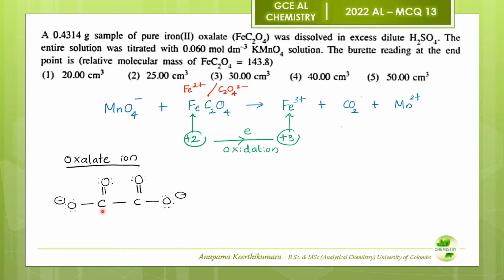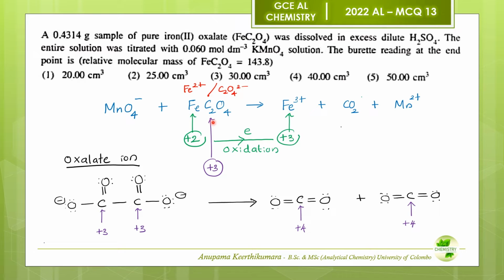Oxidation state of these carbon atoms in the oxalate ion is +3. During this redox reaction, oxalate ions oxidize to carbon dioxide. One oxalate ion has 2 carbon atoms. Therefore, one oxalate ion produces 2 carbon dioxide molecules. Oxidation state of these carbon atoms in carbon dioxide is +4.